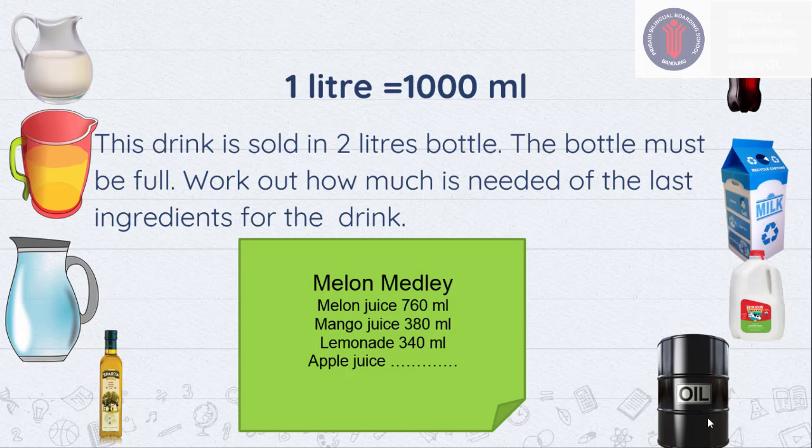So for example, we have a recipe for melon medley. We need melon juice for about 760 milliliters, mango juice for about 380 milliliters, and lemonade for 340 milliliters. How much apple juice do we need? The capacity is for measuring liquid. So we can see this in this slide. There are some containers used to put liquid. There are jugs, this one the oil bottle, this one the oil barrel, this one the milk container, this one the milk carton, and this one the soda bottle.